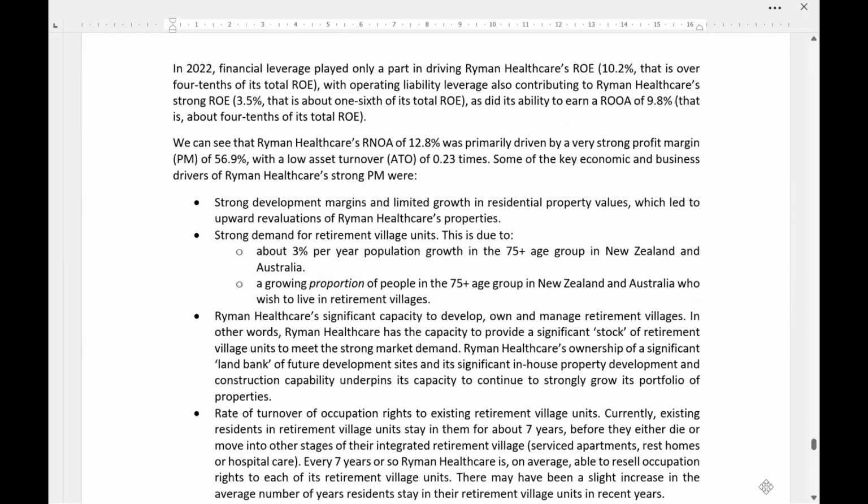In 2022, financial leverage played only a part in driving Ryman Healthcare's return on equity, 10.2%, that is over 4/10 of its total return on equity. With operating liability leverage also contributing to Ryman Healthcare's strong return on equity, 3.5%, that is about 1/6 of its total return on equity, as did its ability to earn a return on operating assets of 9.8%, that is about 4/10 of its total return on equity.